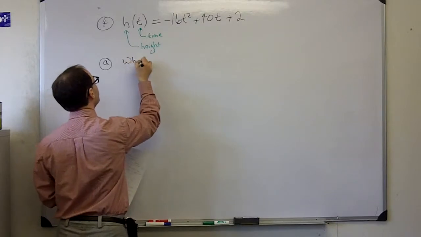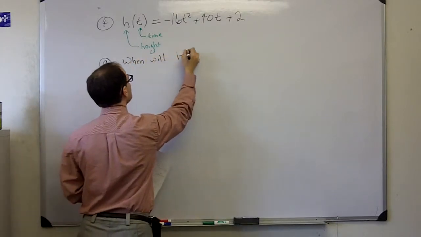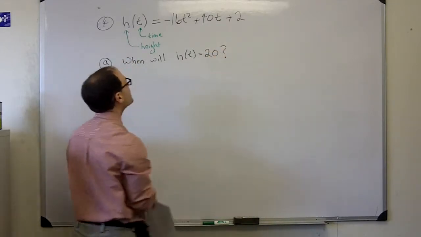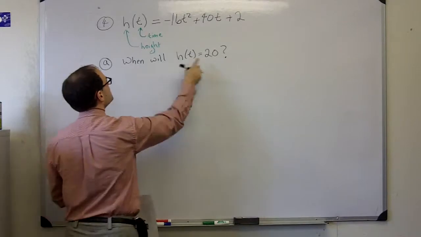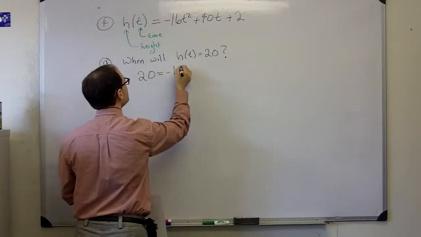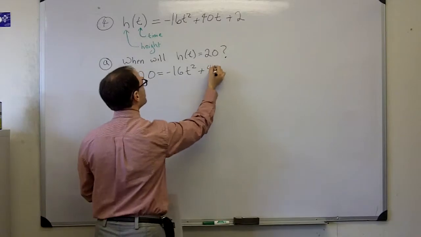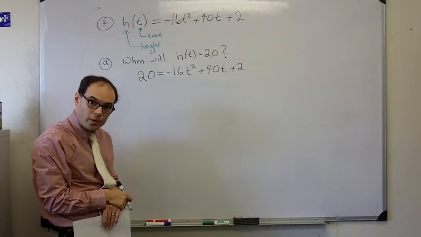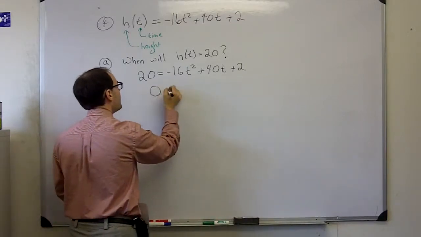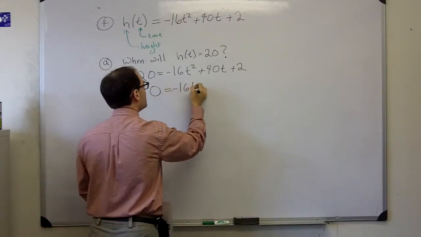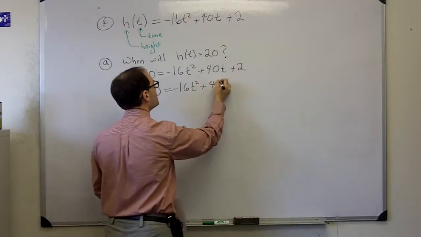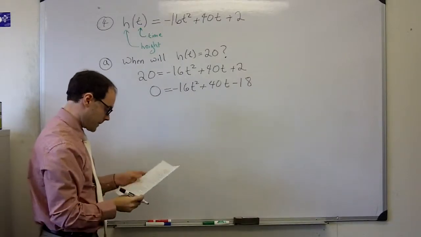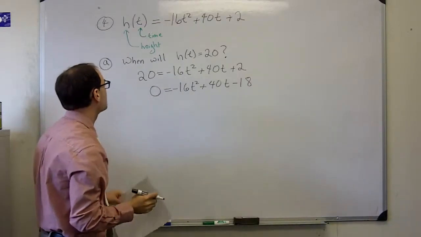So when will h of t be 20? When will the height of the rocket be 20? Well, if h of t is 20, that means 20 is equal to negative 16 t squared plus 40t plus 2. Well, this is not in standard form. Let's put it in standard form. We get 0 is negative 16 t squared plus 40t minus 18. Okay? Well, let's check the discriminant.